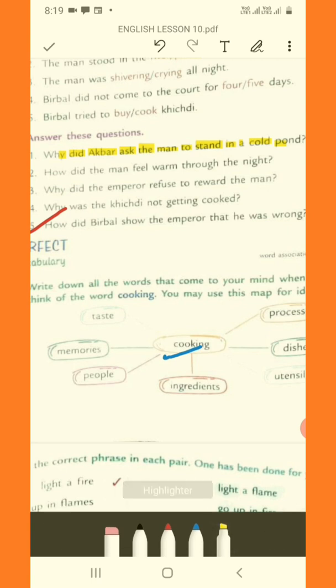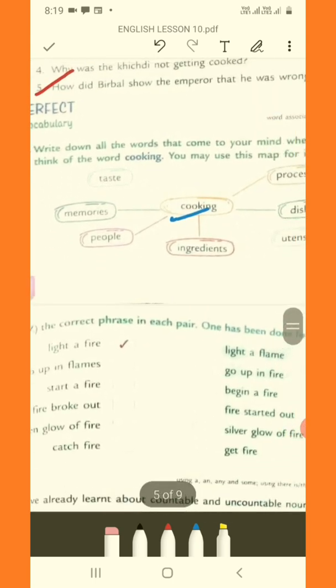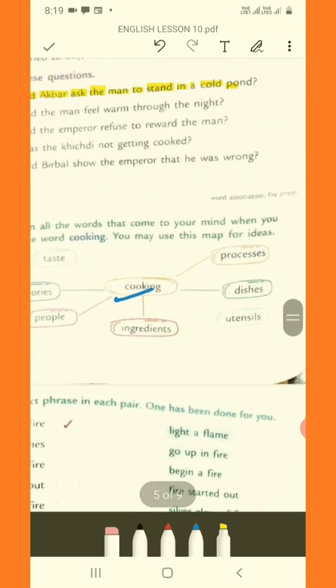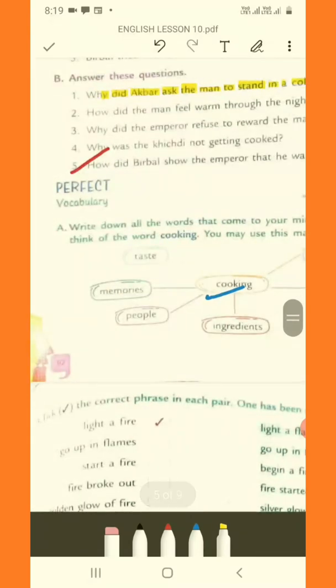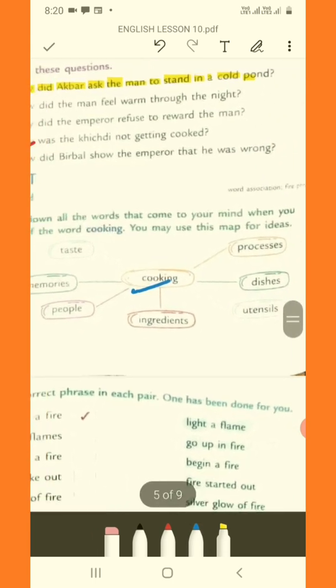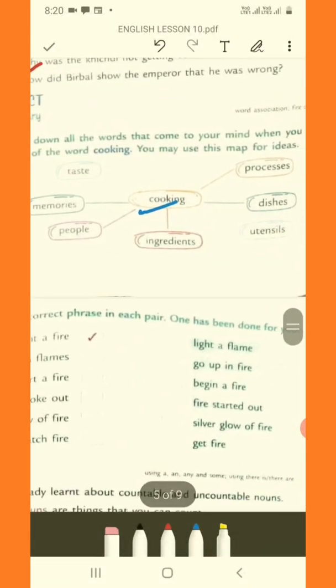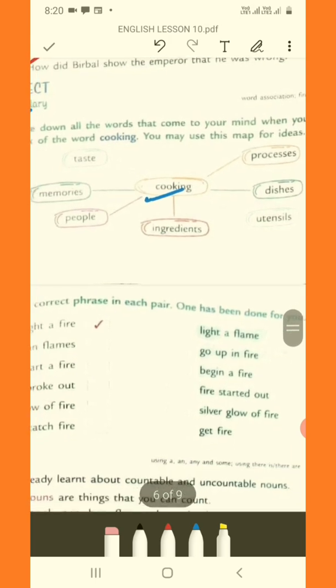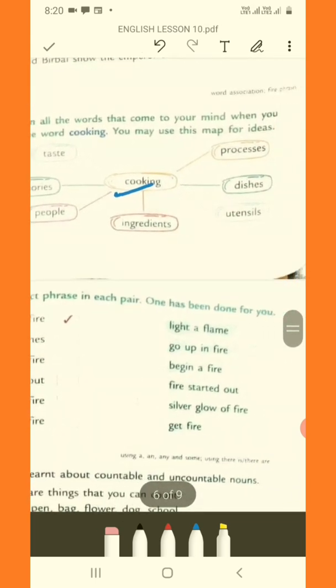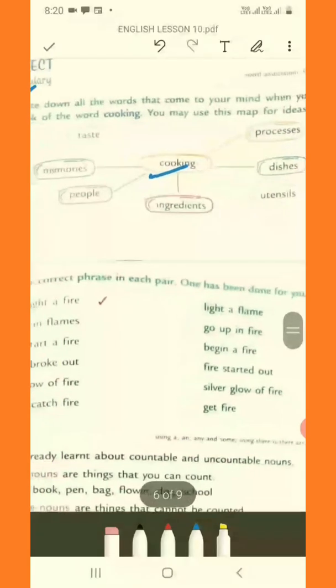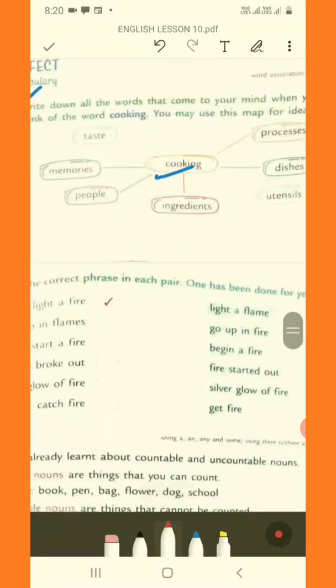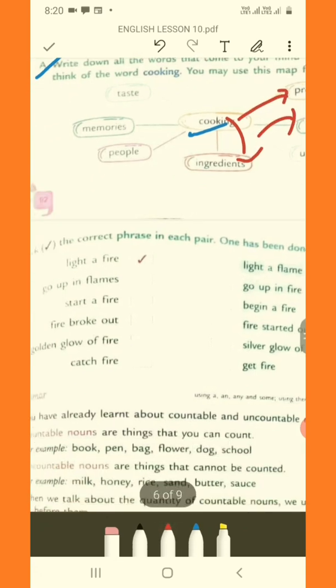Okay, so now there is this vocabulary section which will teach you new words in order to enhance your English. Let's see what they are. You are asked to write down all the words that come to your mind when you think of the word cooking. When the word cooking is mentioned, what are the words that come to your mind? You are given this map for ideas. See, cooking, ingredients, you'll require different things, dishes, process. So yeah, it's almost done. Do it on your own.